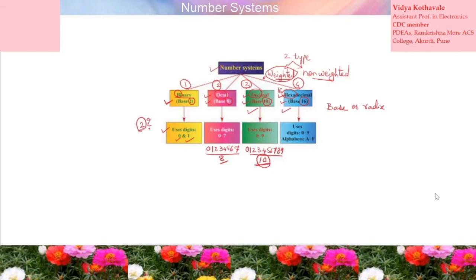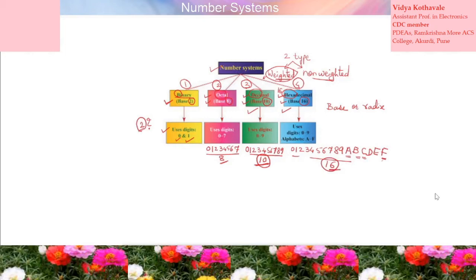In case of hexadecimal number system, the digits and alphabets used are 0, 1, 2, 3, 4, 5, 6, 7, 8, 9. 10 is represented with alphabet A, 11 is represented with alphabet B, and so on. 10, 11, 12, 13, 14, 15. 15 is represented with alphabet F. So from 0 to 15, that is total 16 digits plus alphabets are used to represent any number in hexadecimal number system, and therefore the base or radix of hexadecimal number system is 16.